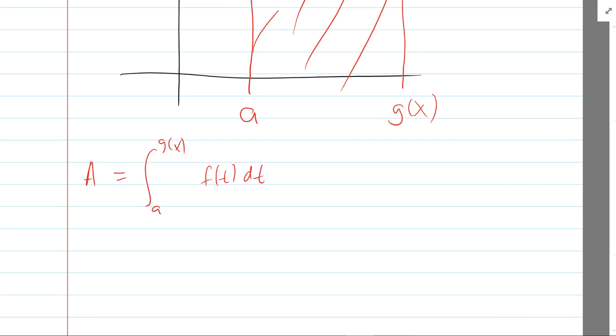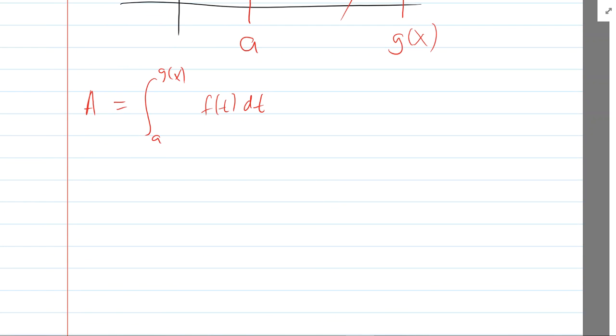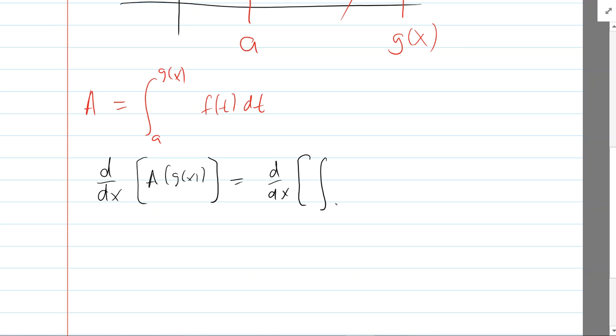But what happens instead of just a? What if I want to know how the area is changing with time? What if I want the derivative with respect to x of the area from a to g of x? That means I want the derivative with respect to x of that integral, the integral from a to g of x of f of t dt, right?